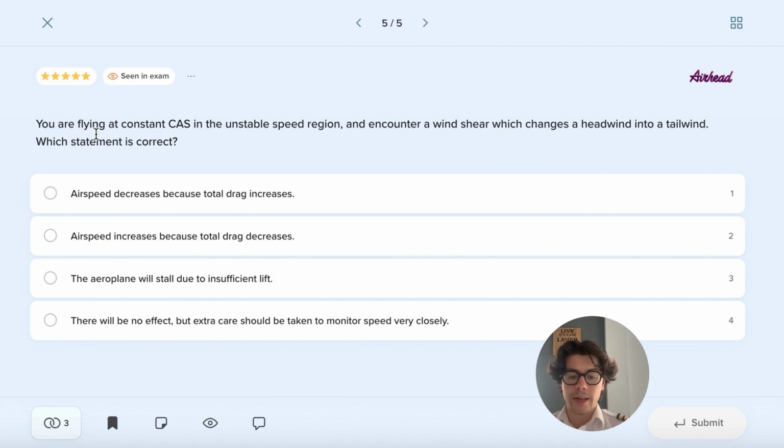So if you're flying in the unstable speed region and your airspeed drops, meaning there is a slight gust, maybe a little tailwind, so your airspeed drops momentarily, the drag starts to increase and your speed starts to decrease. And this will be the correct answer, which is A.